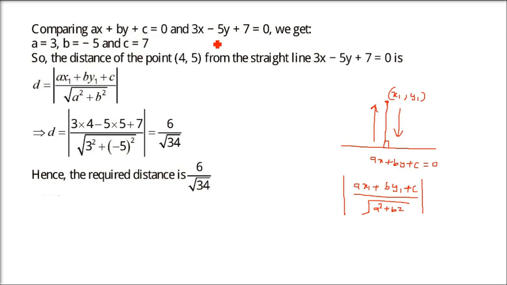The first equation is 3x minus 5y plus 7 equals 0. Here a is 3, b is minus 5 and c is 7. In place of x1 and y1 we put 4 and 5, so it becomes 3 into 4 minus 5 into 5 plus 7. In the denominator we take the square root of 3 square plus minus 5 square. So 6 by root 34 is the distance.